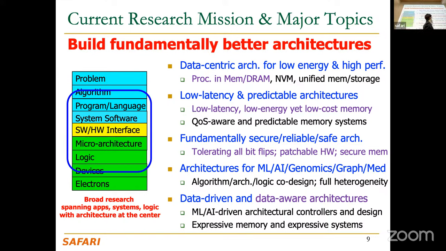I already talked about machine learning and AI. I mentioned genomics. Graph processing as well is a very important domain of algorithms that is more and more used these days, for example, in the context of social networks, but also in the context of AI and machine learning.